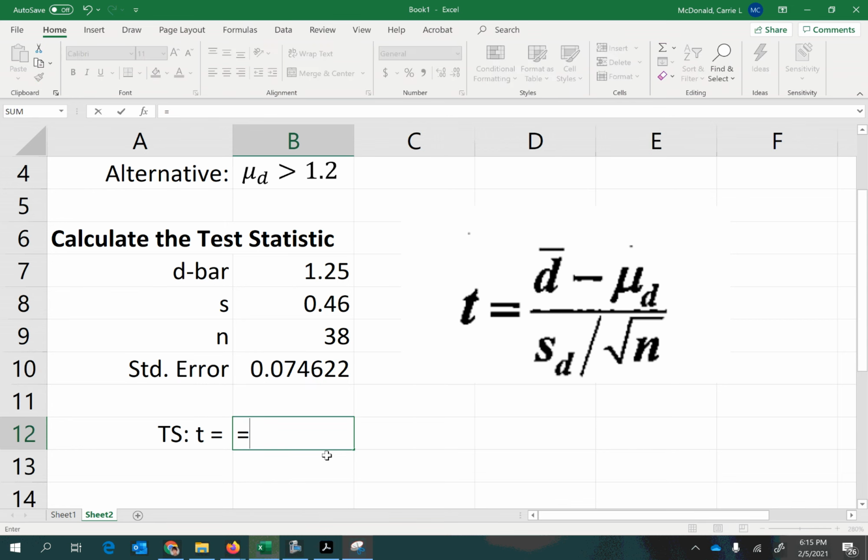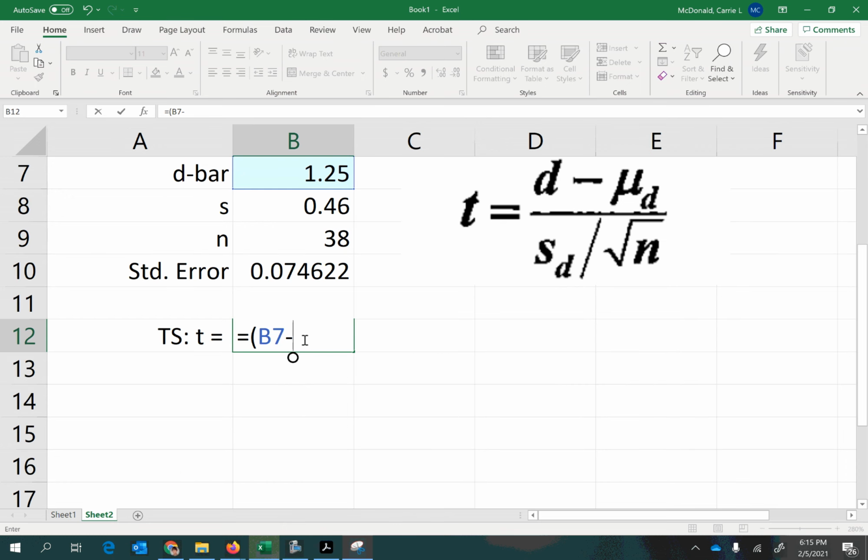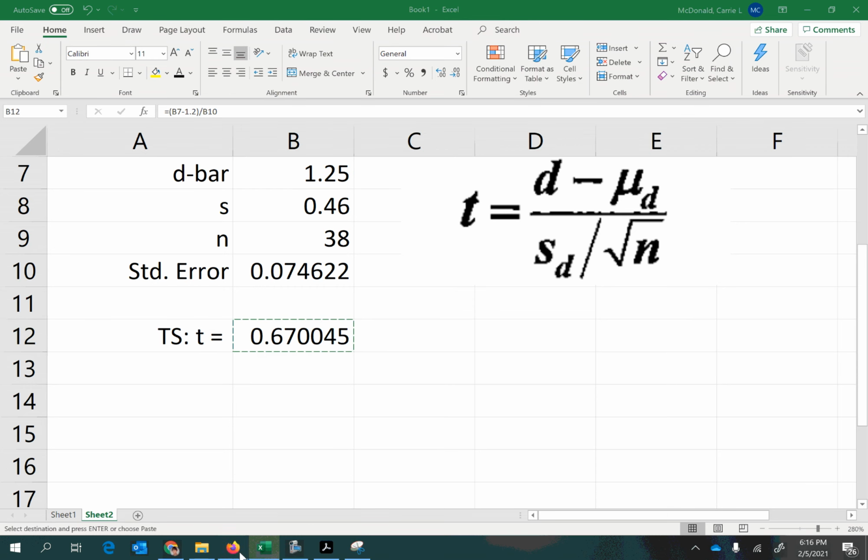So now this is going to be simpler. In the top of my fraction, I have d bar minus the mean. Okay, now which mean do I use? I use the one that was part of the claim, right? So 1.2. We always do it under the assumption that the null hypothesis is true, and then see if we have enough evidence to reject it. Then divide it by the standard error. So here is my test statistic.